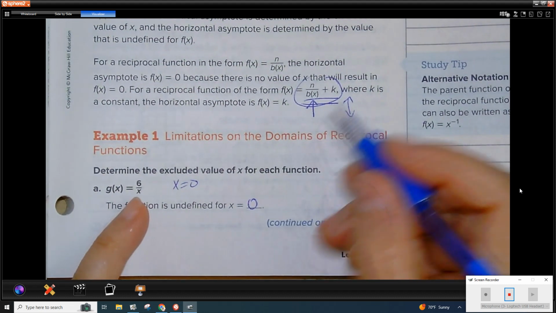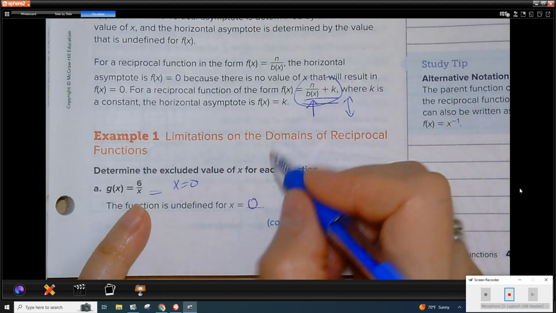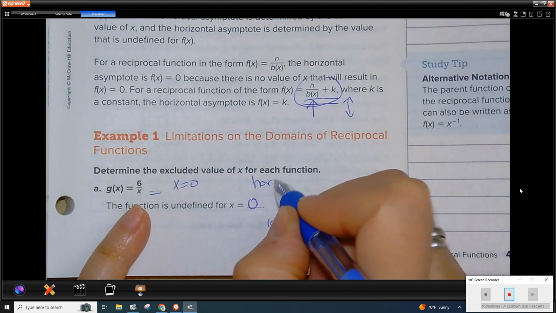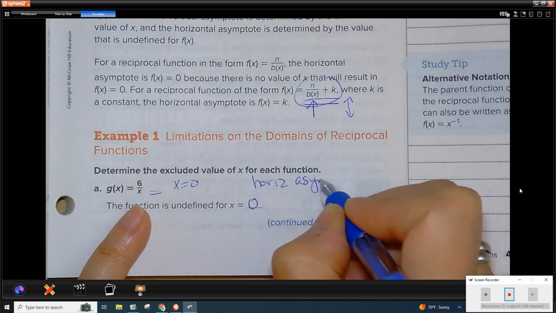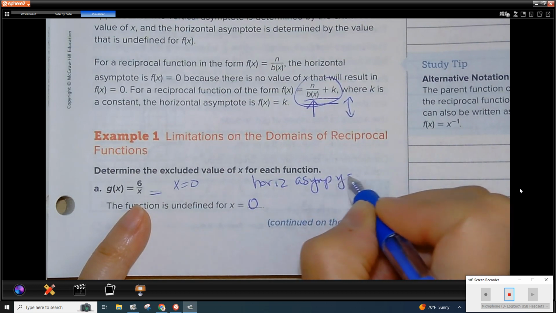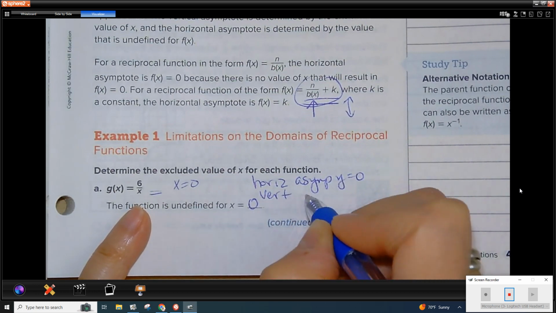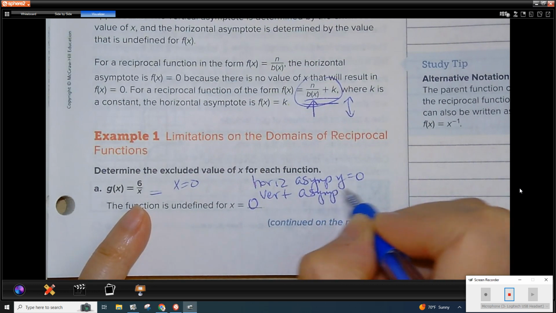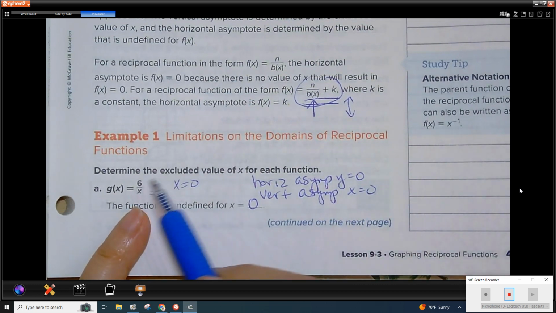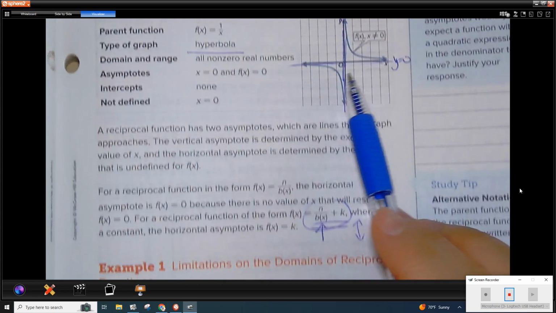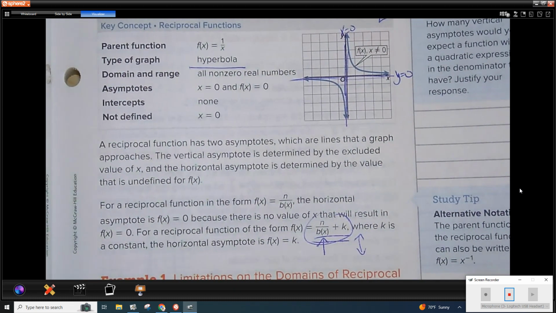Just to get practice, this doesn't have a plus k, so your horizontal asymptote is y equals 0. Your vertical one is x equals 0. So this one's just like this one, but it's multiplied by 6, so it's stretched out a little more.